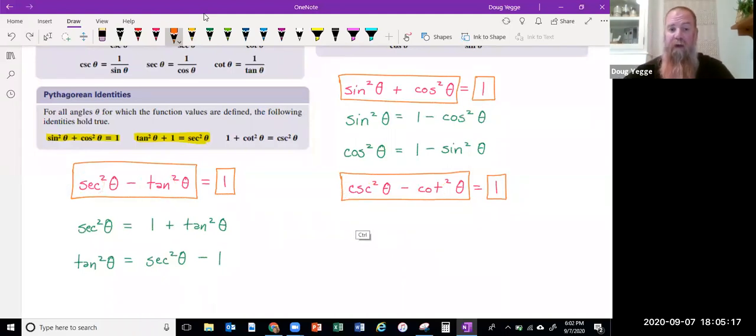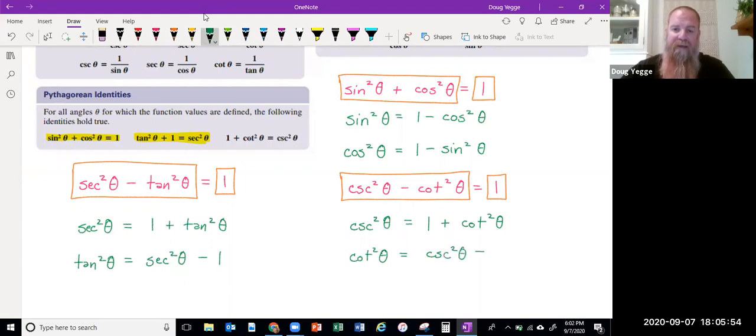So in a very similar way, I'm going to be able to manipulate this in order to solve for each of the other trig functions, namely cosecant squared theta is equal to 1 plus cotangent squared theta, by simply moving this to the other side. But likewise, if I want to solve for cotangent squared theta, then I can move this to the other side, recognizing that cotangent squared theta is the same thing as cosecant squared theta minus 1.